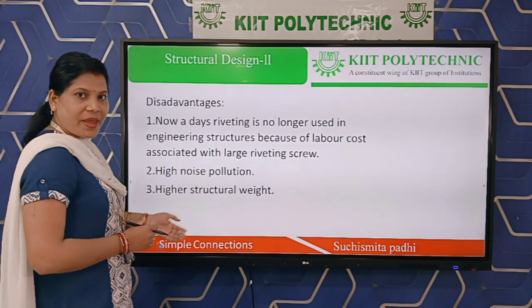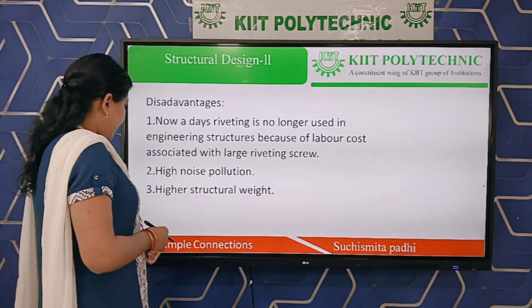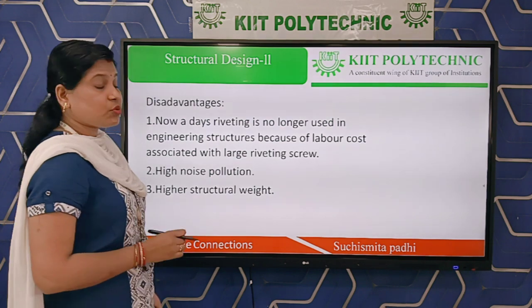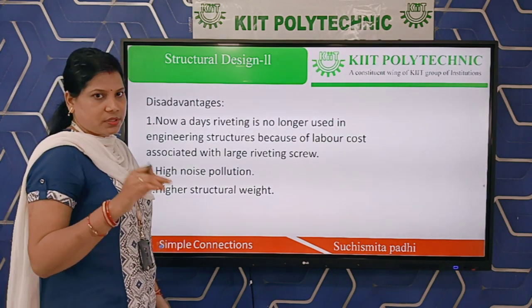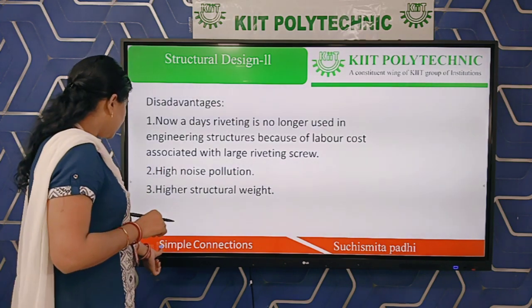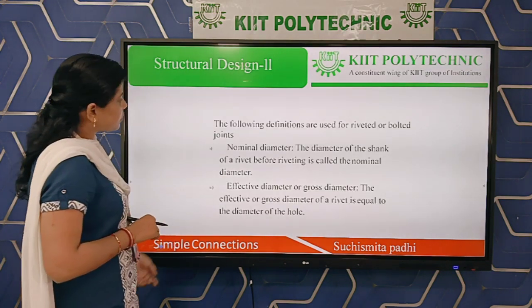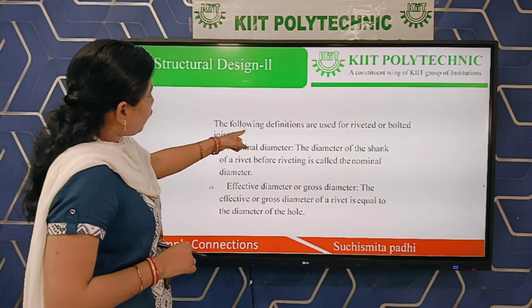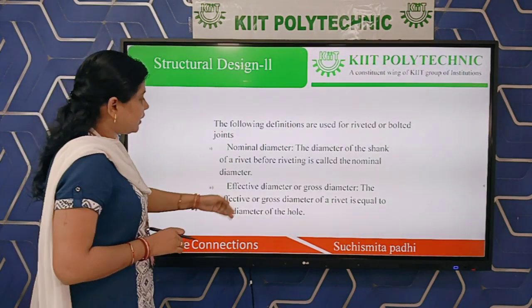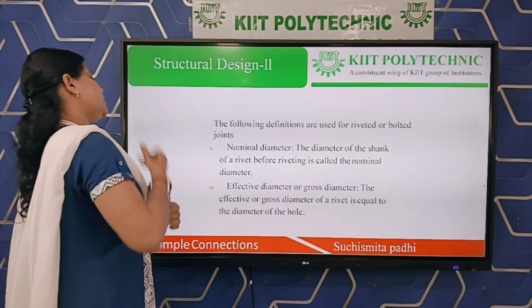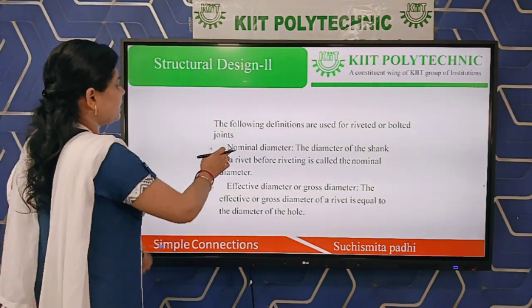These are the drawbacks. And in simple connection, there are so many technical terms we have to cover before designing. Let us start the technical terms. The following definitions are used for riveted or bolted connections. These are the technical terms which we will cover during designing.